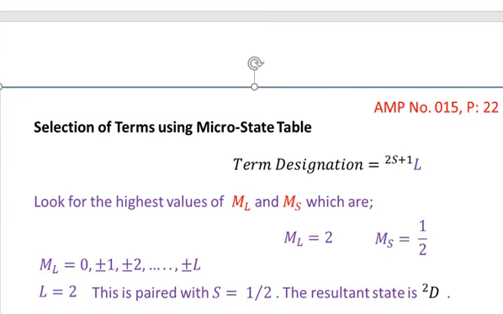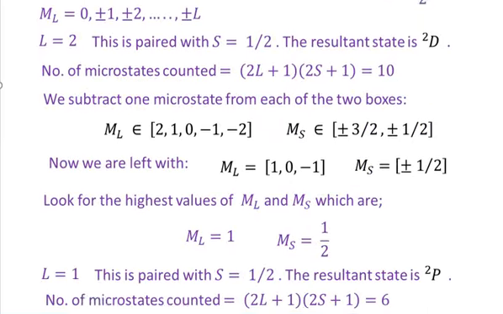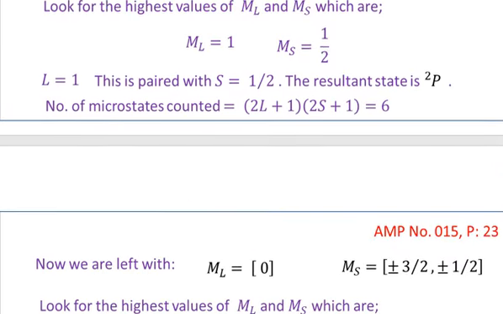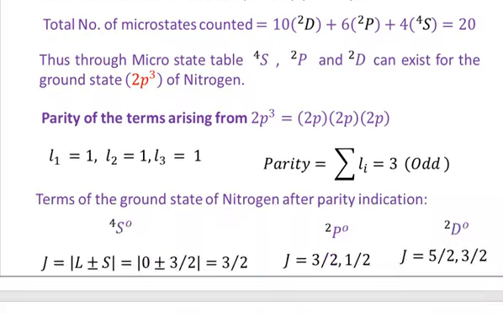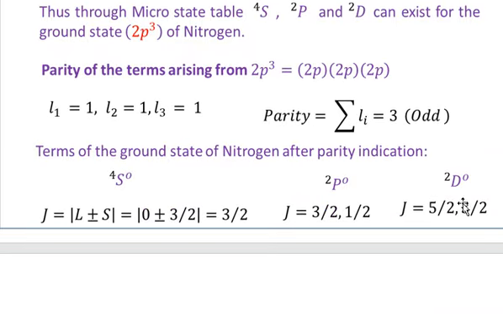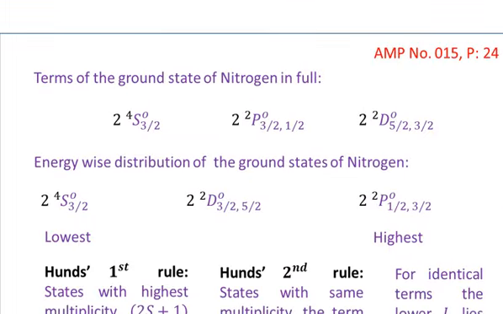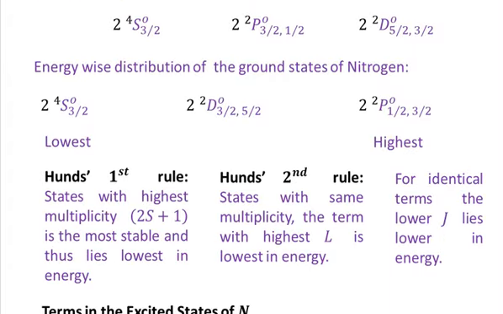And then I have found the odd or even states, which are applicable. So I have found that all the terms in nitrogen are odd state terms. And then I have arranged all the ground state terms energy-wise. And in that connection, I have used Hund's rule 1 and Hund's rule 2, and also the rule that governs the value of capital J in energy. So you see that these are the things that I have explained, and this lecture is continued.